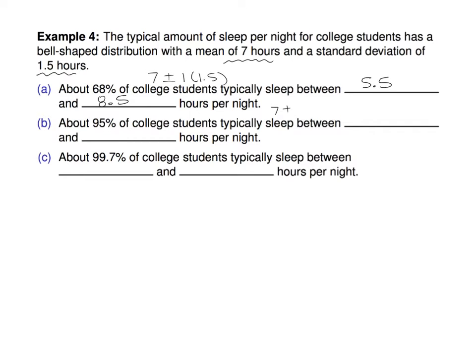This will be 7 plus or minus 2 times 1.5, and 2 times 1.5 is 3. So 7 minus 3 is 4, up to 10. And this will be 7 plus or minus 3 standard deviations. Well, 3 times 1.5 is 4.5. 7 minus 4.5 is 2.5, up to 11.5.